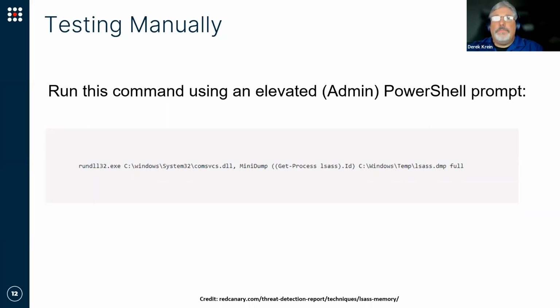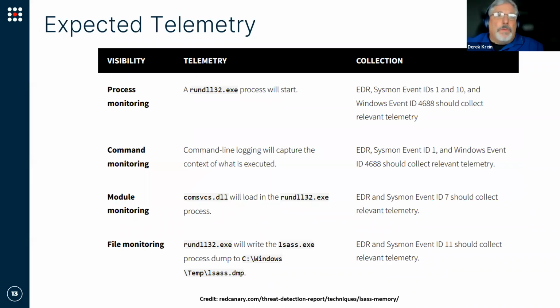What you can expect from the telemetry, right? Process monitoring. When we run that particular command in either an automated fashion or manually, we should see a process start. You can use the collection from EDR, Sysmon, and Windows Event Log for that command line monitoring, much like that detection logic was looking for itself. The COM services DLL loading into rundll32. Again, some of the collection of telemetry for that, and then file monitoring the process dump itself, being able to see the LSASS dump in a particular folder.